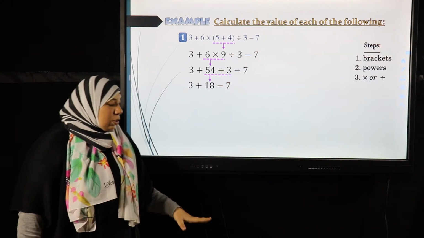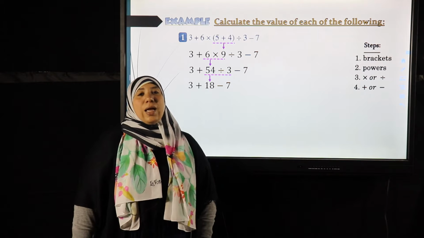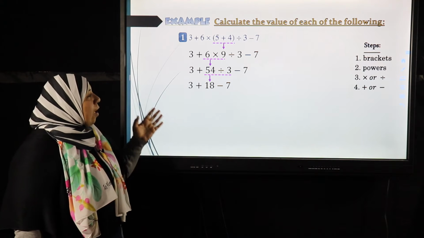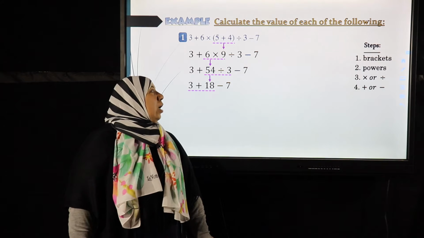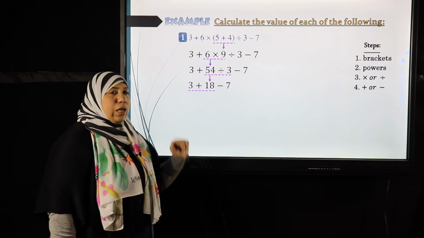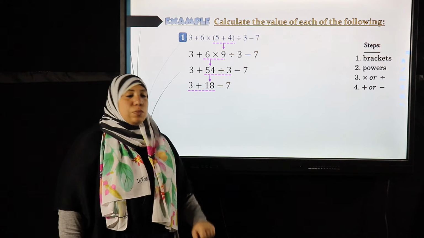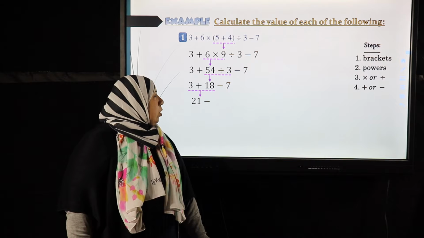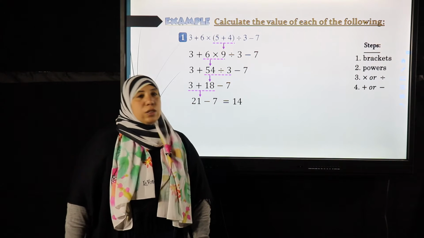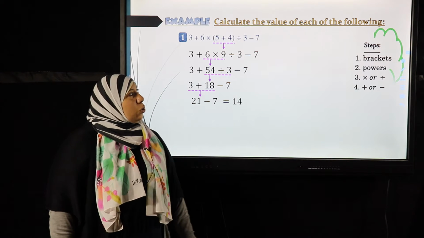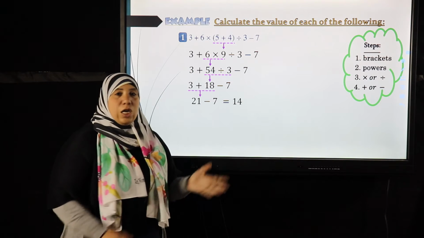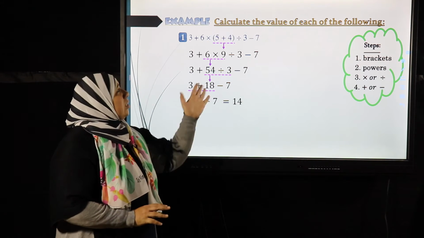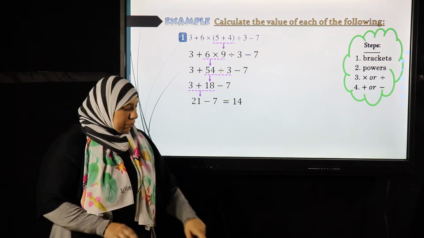Now the last step is adding and subtracting. Here I have plus and minus. Plus comes first from left to right. I should make 3 plus 18 before 18 minus 7. This will be 21 minus 7 equals 14. So using these steps, I find the final answer of the multi-operation problem.